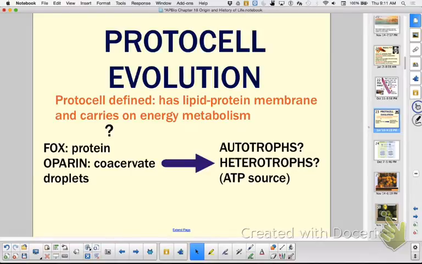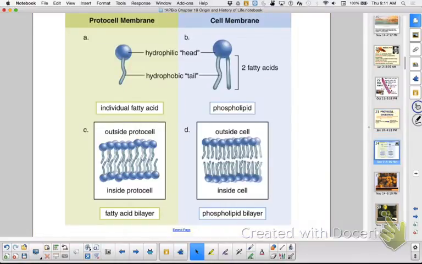Because if you have a lipid layer, it will incorporate proteins. Okay, it will incorporate protein. So let's look at each of those. Take a look at this picture. And Slate, I want you to compare the protocell membrane with a cell membrane as we know it today. Go ahead, Slate.